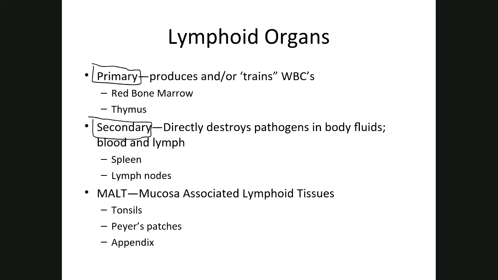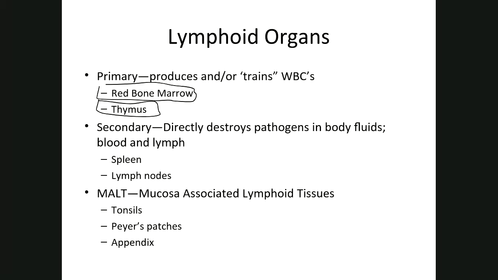So primary, remember, primary is where we produce white blood cells. We produce them. That's where they're born. It also is where they mature. They sort of go to school. Well, there are two primary lymphoid organs. One is the red bone marrow, and one is the thymus. So we'll look at both of those.